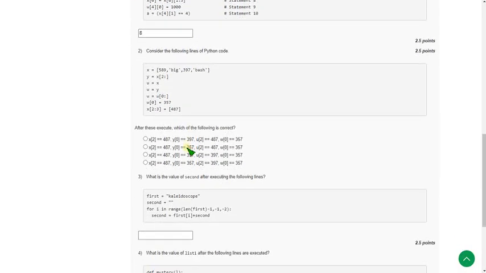And coming to the second question, consider the following lines of Python code. They gave some statements. When we print x of 2, y of 0, u of 2 and w of 0, we will get certain values. They are asking what are the probable values for these 4 print statements. When I executed that, I got x of 2 as 487, y of 0 as 397, u of 2 as 487 again, and w of 0 as 357. So the answer is the first option.